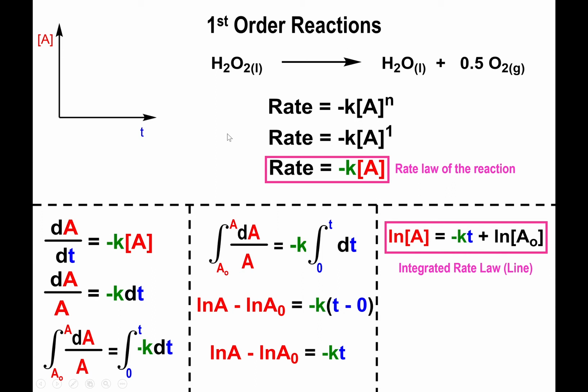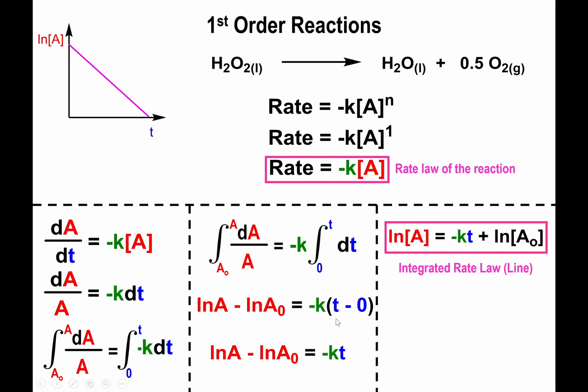So what this is telling you is that if you plot concentration versus time, you will not get a linear plot out of this first order reaction. But if instead you take the natural log of the concentration and plot those values versus time, that will give you a linear plot with a negative slope. And once again, the negative slope of that line is equal to the rate constant. So that's what this integrated rate law is telling you.